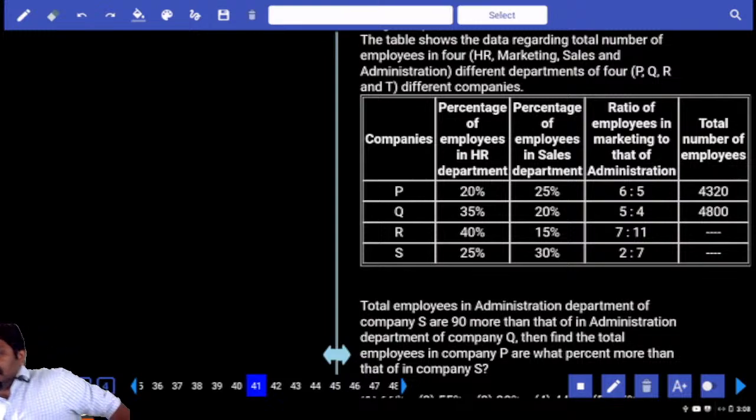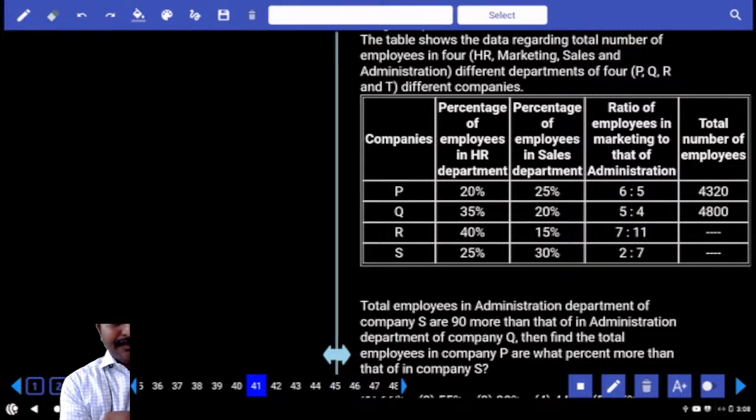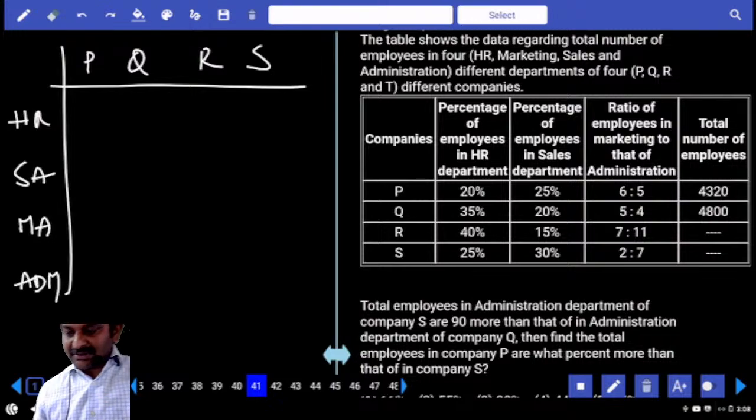PQRS, 4 companies we have. Employees in HR, sales, marketing, and then administration. Let's first fill the data which we already have.